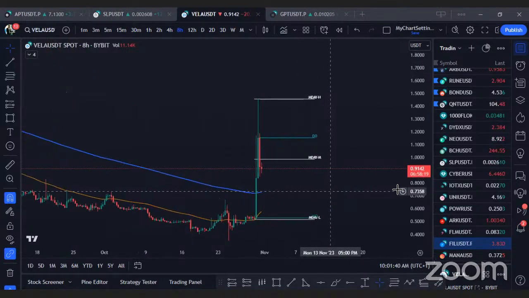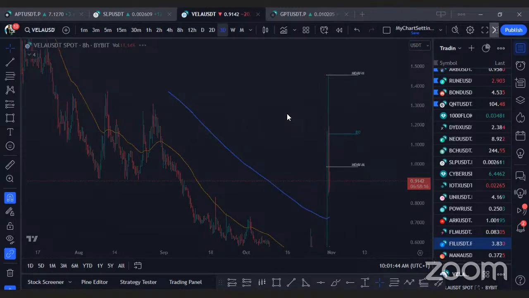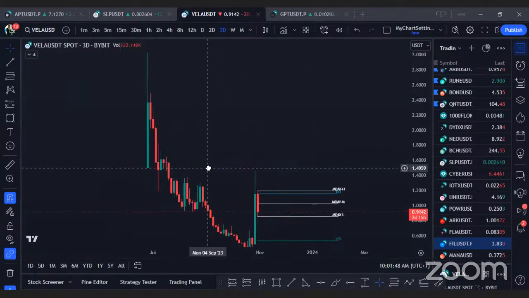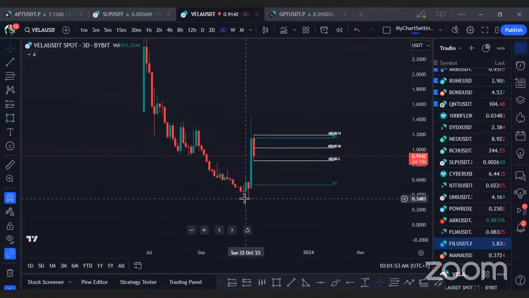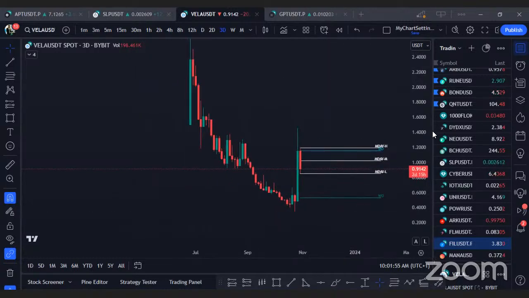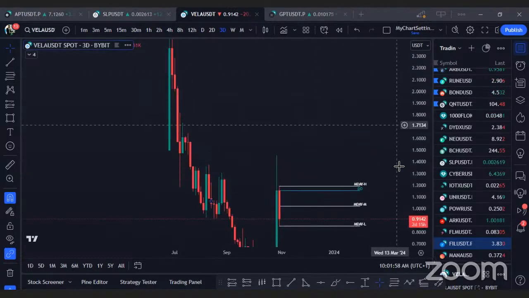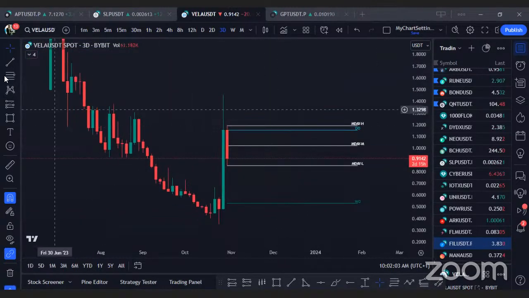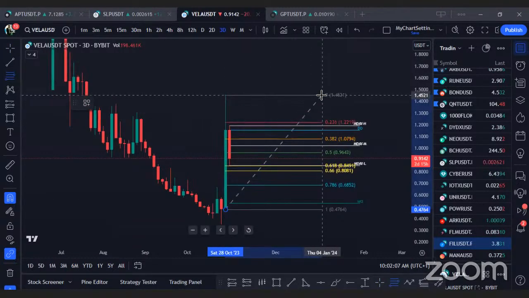Wait, I don't know how far this pullback goes, guys. This token just decided to wake up from sleep and then it started pumping. Look at that. Vela has been dumping for how long now? You see that dump came here and then eventually decided to wake up from this sleep. So if you are looking to buy Vela, I don't know what the project is all about. Wait for the pullback to the 0.618, okay?